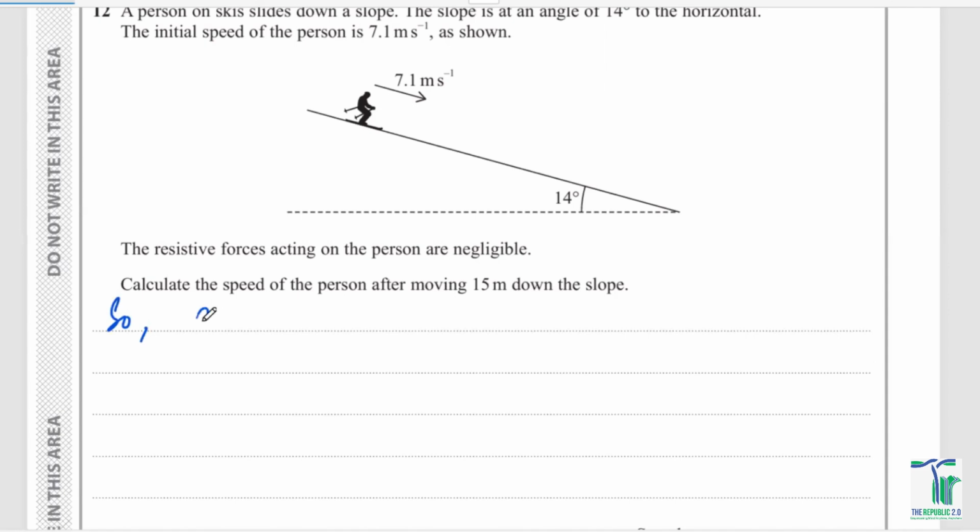So acceleration is going to be g sine theta, and you would have 9.8 sine 14. And by just sorting it down, you would have the final acceleration as 2.36 meters per second square.